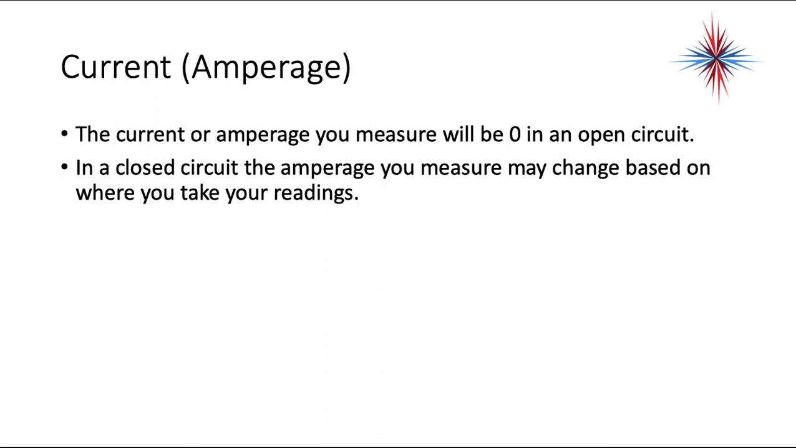The current or amperage you measure will be 0 in an open circuit. Again, no path for electricity to flow. Current will be 0 in an open circuit. In a closed circuit, the amperage you measure may change based on where you take your readings.